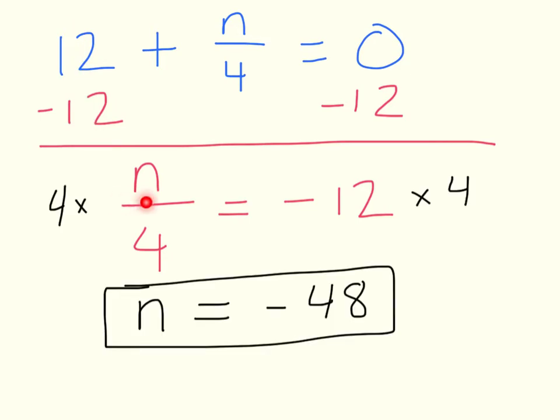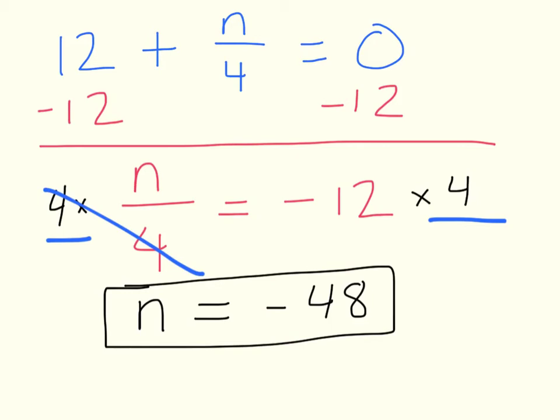Move on. We have to undo the division. So since it's being divided by 4, the opposite of division is multiplication. We're going to multiply both sides by 4. That will cancel these 4's out, and we'll be left with n on the left side. And then you need to also remember a negative times a positive is going to equal a negative. So our answer will be negative 48.